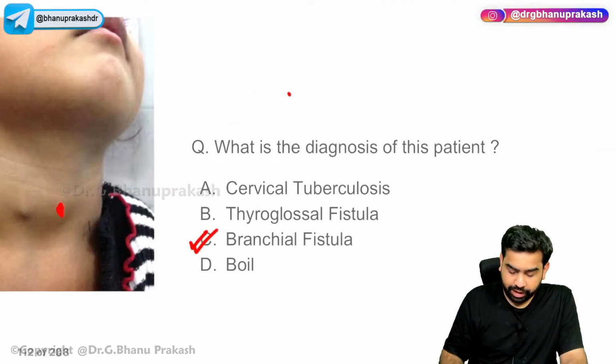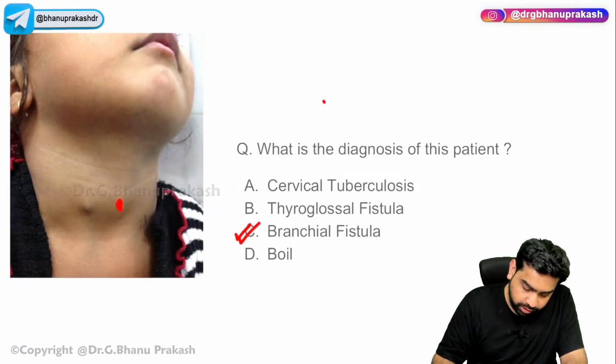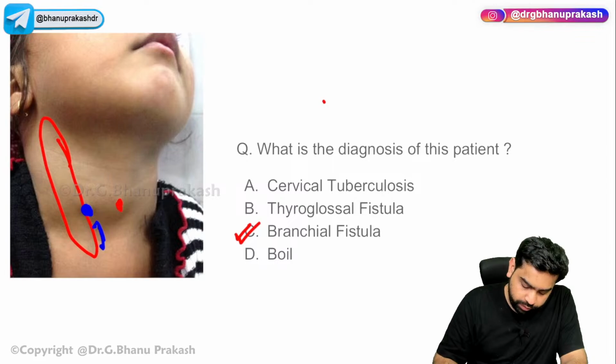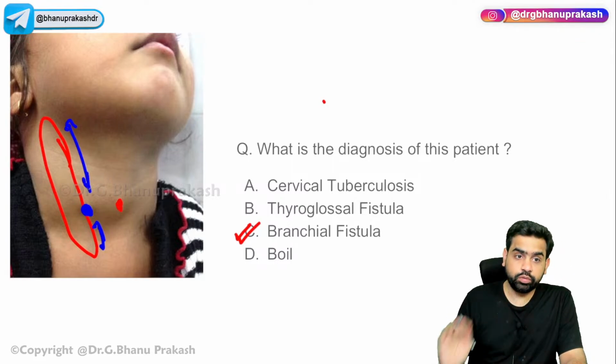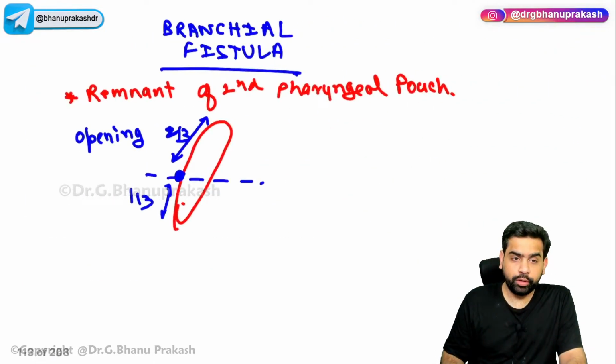Okay, so please appreciate this particular point, guys. Let's say this is a sternocleidomastoid over here. The opening is on the anterior aspect, that's fine, but this is present between the lower 1/3 and the upper 2/3. Okay, so this is your branchial fistula. I hope you are able to appreciate this point.